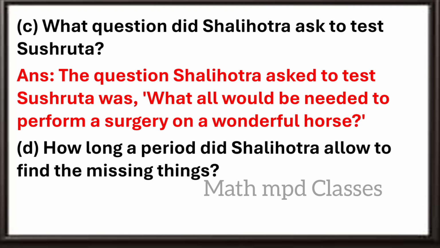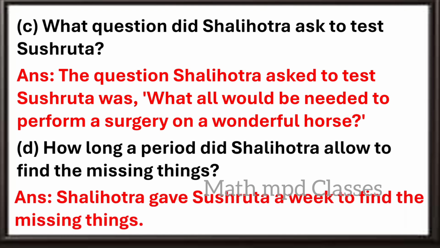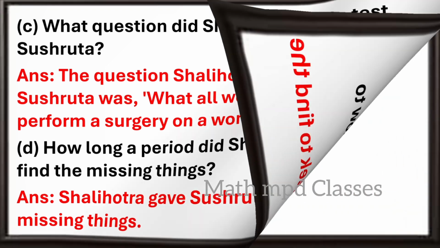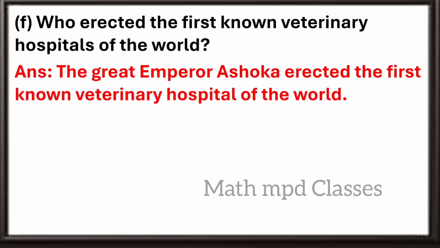wonderful horse. Next question. How long a period did Shailihotra allow to answer the missing thing? Shailihotra gave Sushruta a week to find the answer. Next question. Who erected the first known veterinary hospitals of the world? Answer. The great Emperor Ashoka erected the first veterinary hospital of the world.